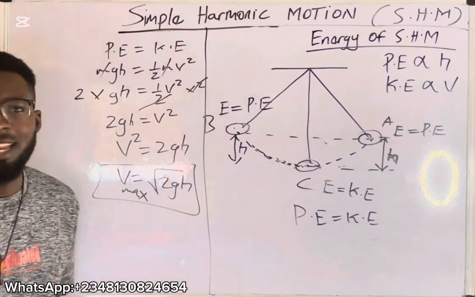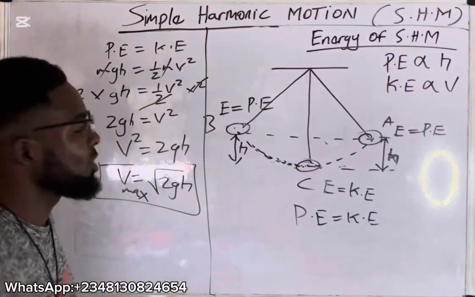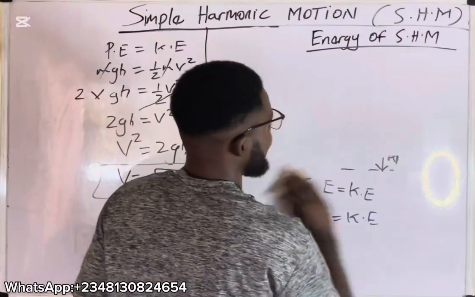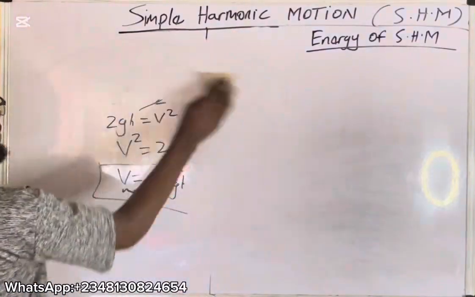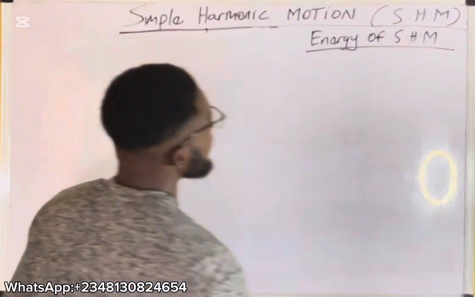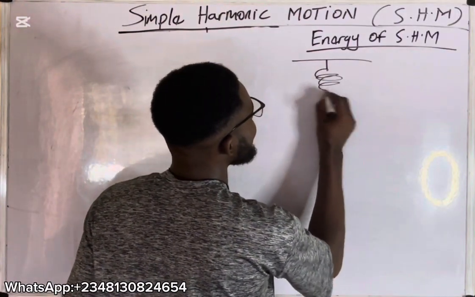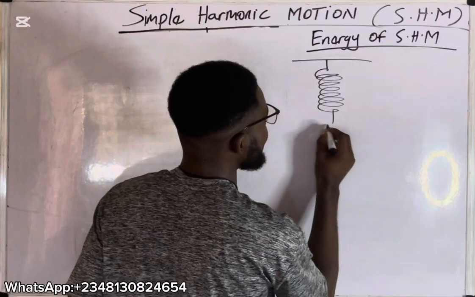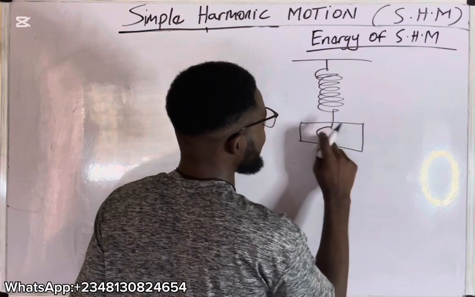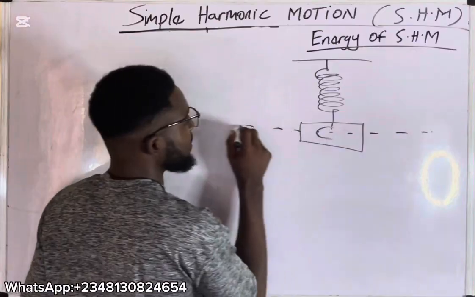Let's go to the next case. All right, case 2. I'm going to wipe this board. You can always pause the video. Okay, case 2, we'll talk about the oscillating spring. This is the oscillating spring. This is the mass on the spring. This is the center position, that's the mean position.